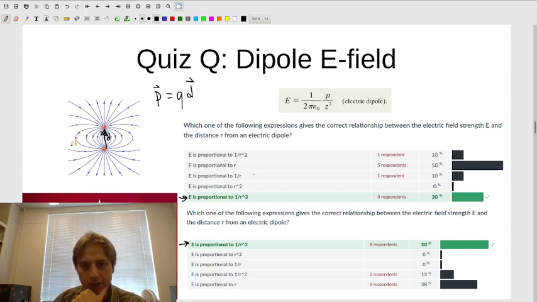I think a lot of people said E is proportional to r because if you have an infinite line of... actually, I'm not sure. That's really not a good guess. So anyway, something to watch out for.